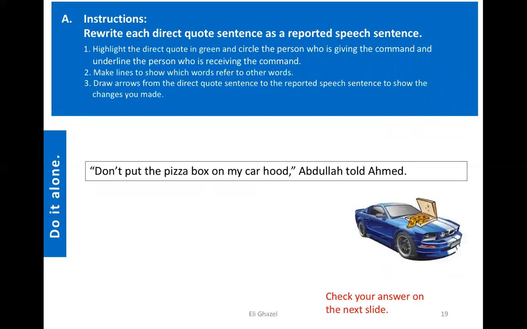Now we're going to give them another one. Again, we're not going to go through the instructions. It follows the same procedure. "Don't put the pizza box on my car hood," Abdullah told Ahmed. And there is a picture here. This is another way of helping students learn new words. Don't put the pizza box, very simple, on my car hood. If hood is not a word that they have taken before, this picture is going to help. Pizza box on the hood. That is how we make meaning of words, and visuals and the context of the sentence help.